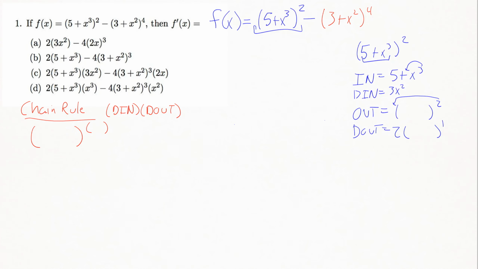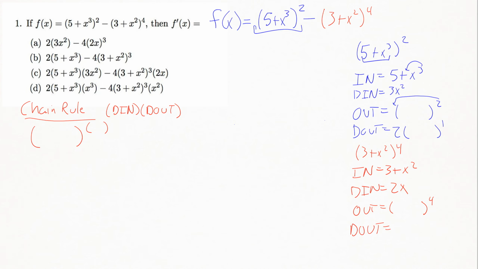And then we can go ahead and do the same thing with our (3 plus x squared) to the fourth. Our inside piece in this situation would be the 3 plus x squared, and our outside piece would be a bunch of stuff to the fourth power. So our d in, the 3 again is a constant, so it would go away. And then we do a power rule on that x squared, bringing the 2 down, x, and then subtracting 1 from the power would leave us with just a single power on that x.